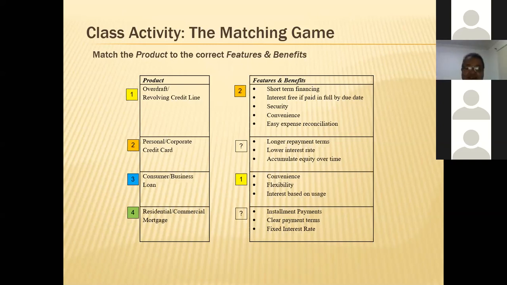Okay, all right. The third one, the consumer loan or business loan. Installment payments, clear payment terms, fixed interest. Correct. And then, of course, the last one, residential or commercial mortgage, would be longer repayment terms, lower interest rate, accumulate interest over time. Yes. Okay. All righty.